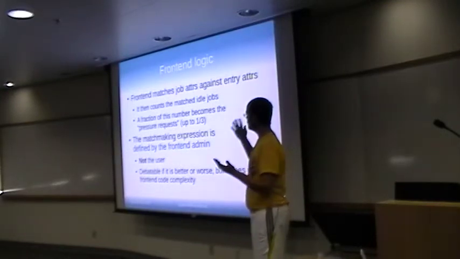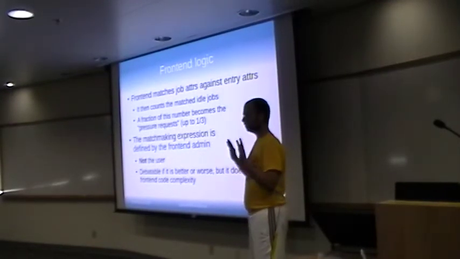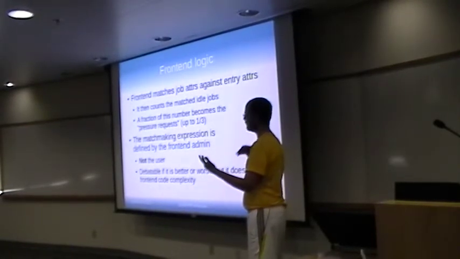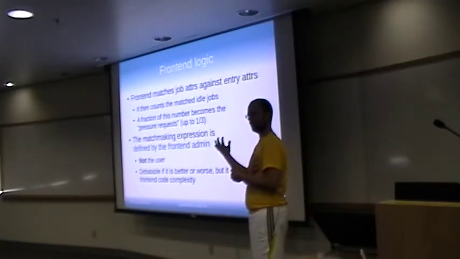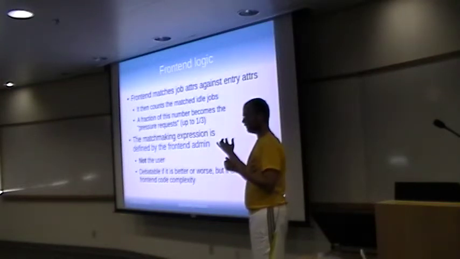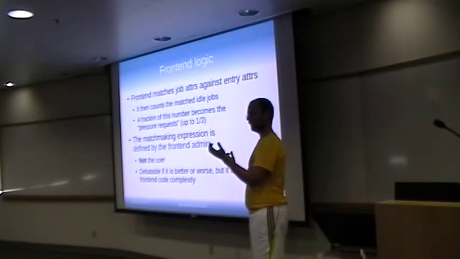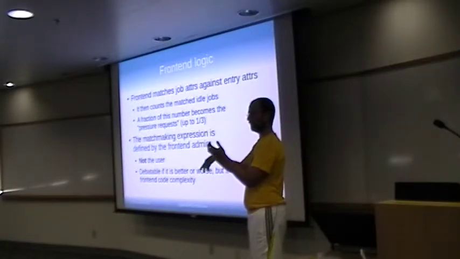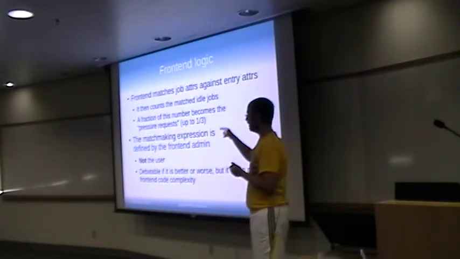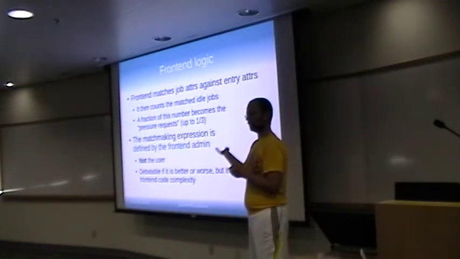Right. So the matchmaking works to a certain degree similarly to how the negotiator does. It matches jobs attributes against entry attributes. So essentially the factory entry is like the resource in the Condor. But instead of doing matching one-to-one, it does one-to-many. So essentially for each job, it finds all the entries that match, or it's the other way around actually. For each entry, it finds all the jobs that match, counts them, and then uses that to calculate the pressure point, which is typically a third of that and then capped to something like 20.